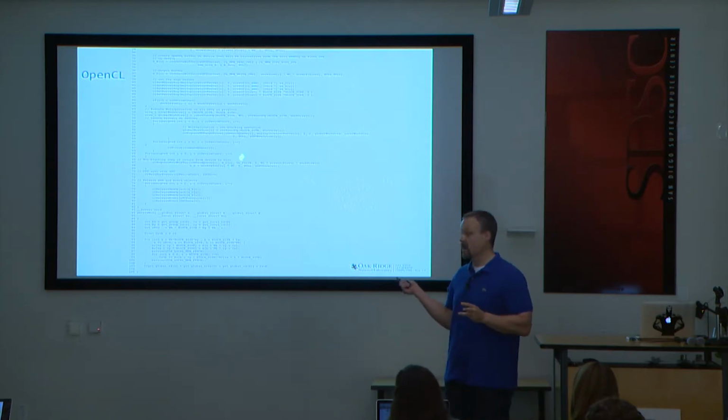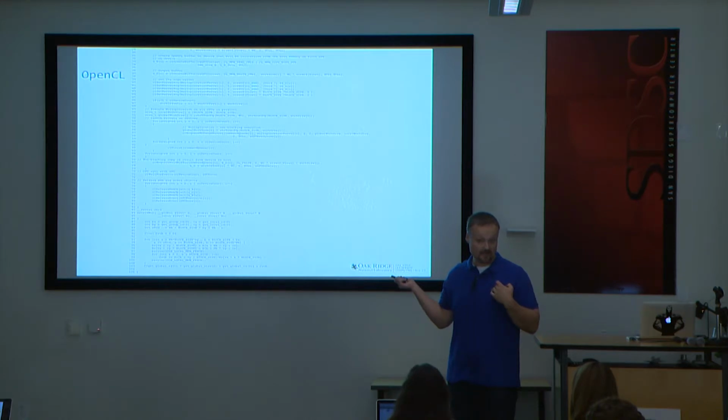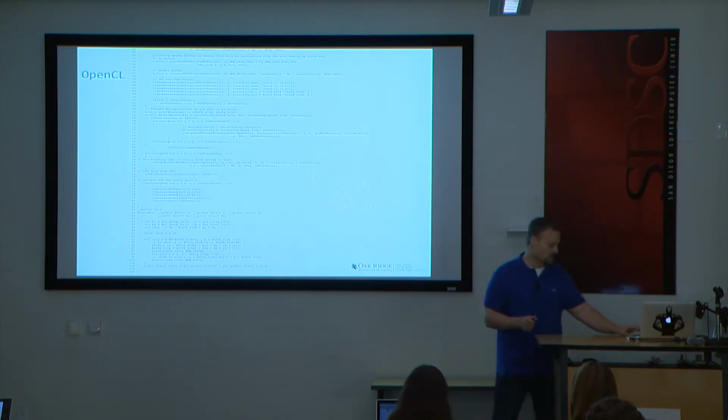But this is a problem, right? This is not an order of magnitude more lines of code, but it's 5 times more lines of code than the OpenACC. I don't know about you guys, but the more lines of code I type, the odds of me making a mistake go up exponentially, right? And so this is actually an important consideration.